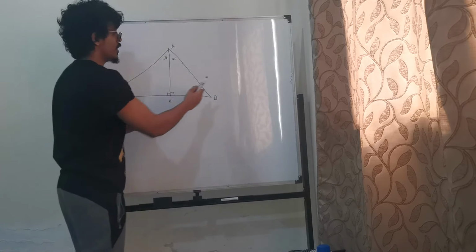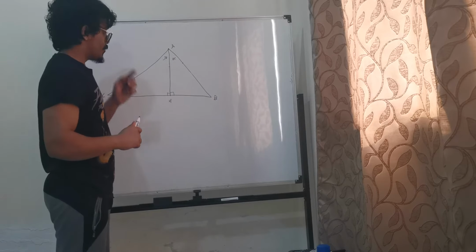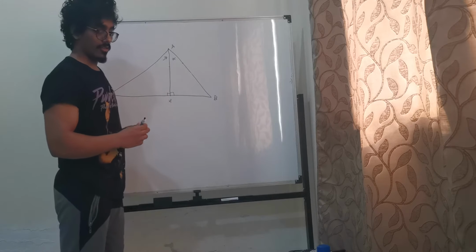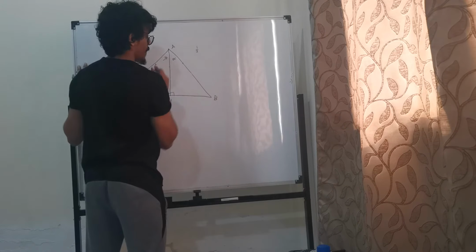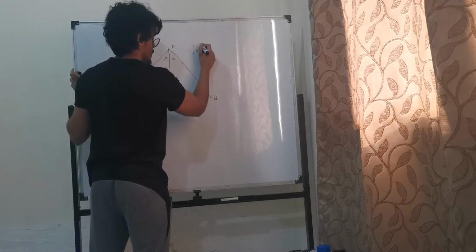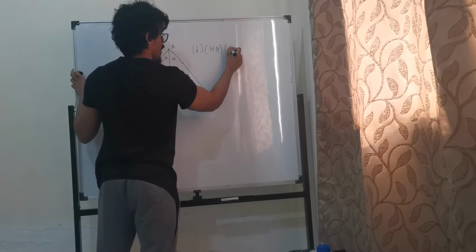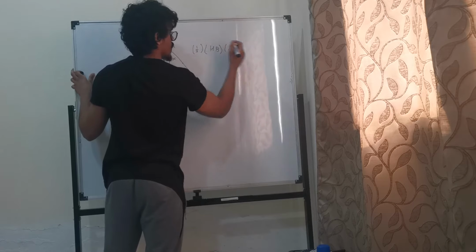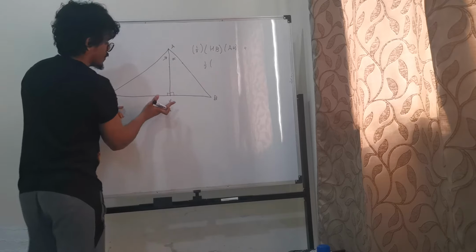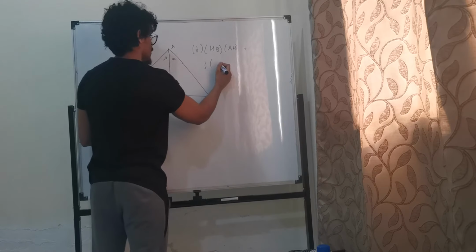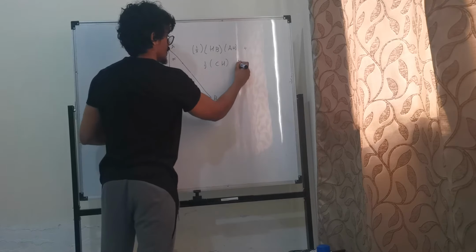triangle HCA and triangle BHA. The way we can express the area of those triangles is by using the formula half the base, which is HB, times the height AH, plus half the other base, which is CH, times the other height, which is AH.